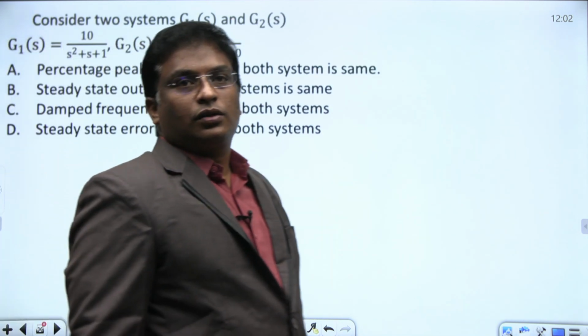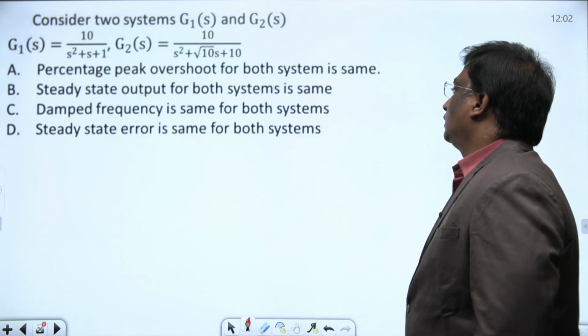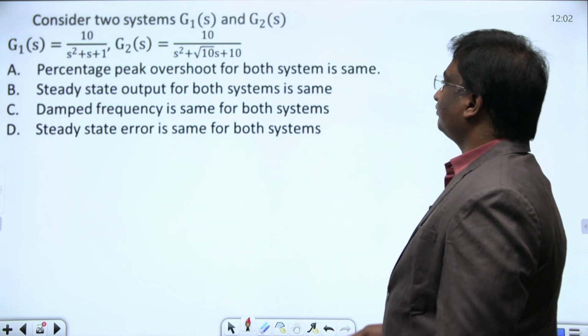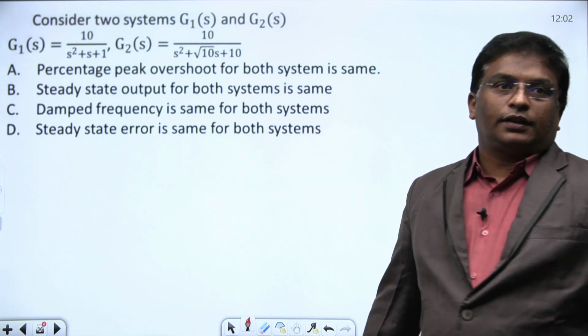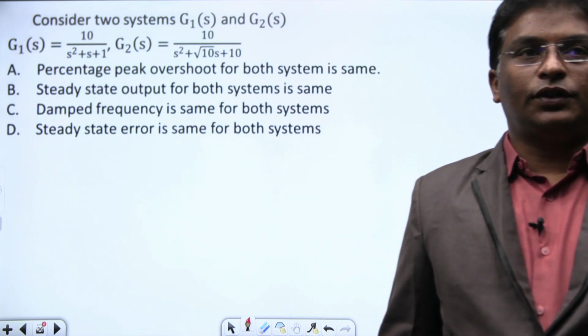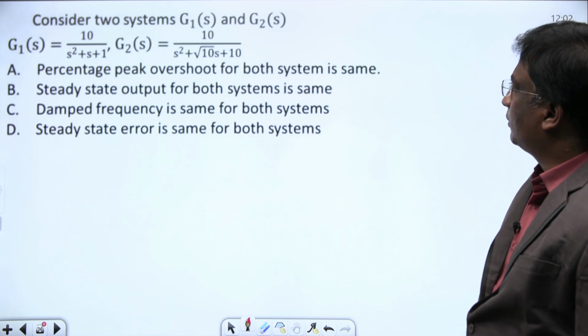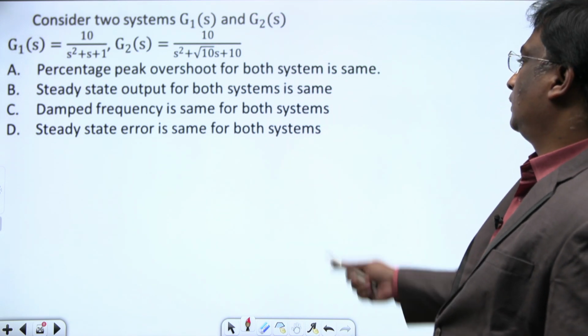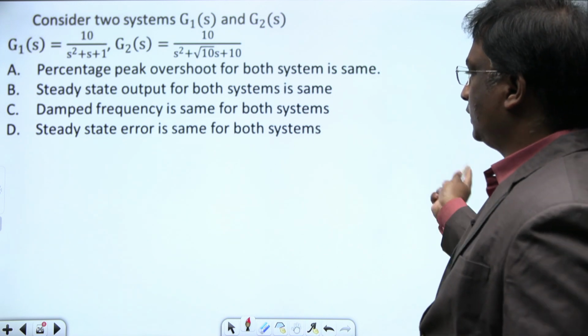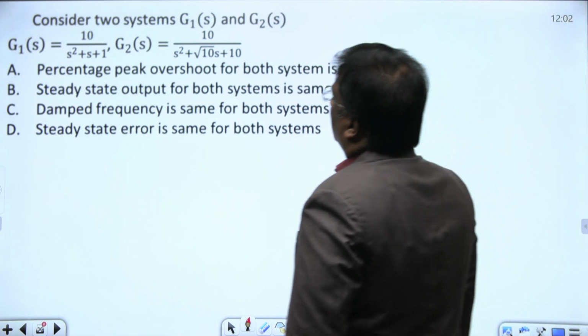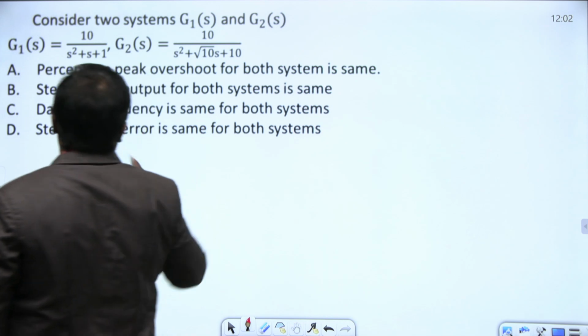Consider two systems. This question also came from your control systems itself, right? G1(s) is given as 10 by s square plus s plus 1, G2(s) is given as 10 by s square plus root 10 s plus 10. They are asking about percentage peak overshoot, steady state output, damped frequency, steady state error. Here let us take these two systems.